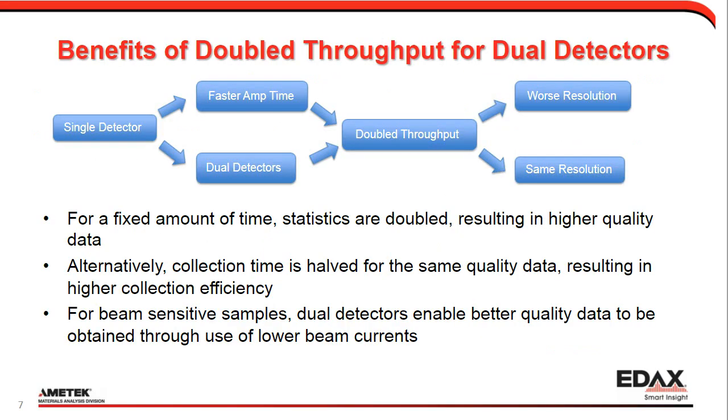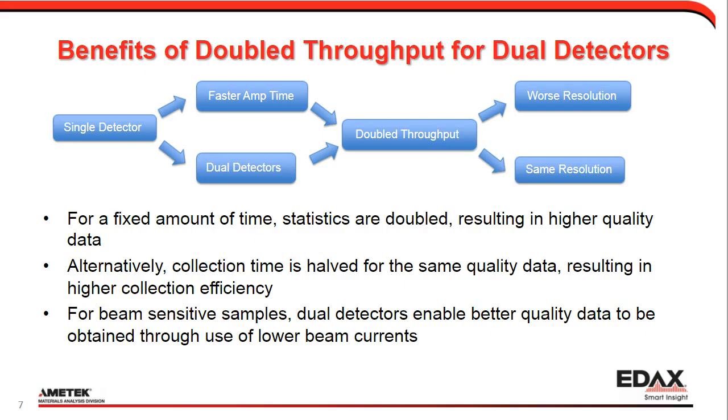Here are two options to double the throughput. You may use a faster amp time, but the drawback is it gives you worse resolution. However, a dual detector system doubles the throughput while keeping a single detector's resolution. This brings us many benefits.